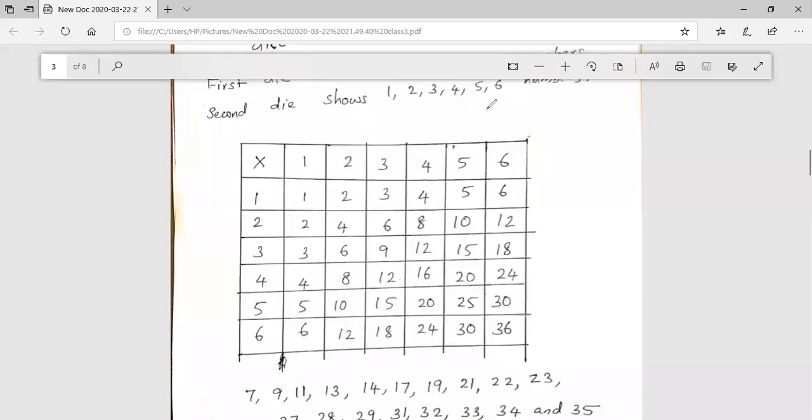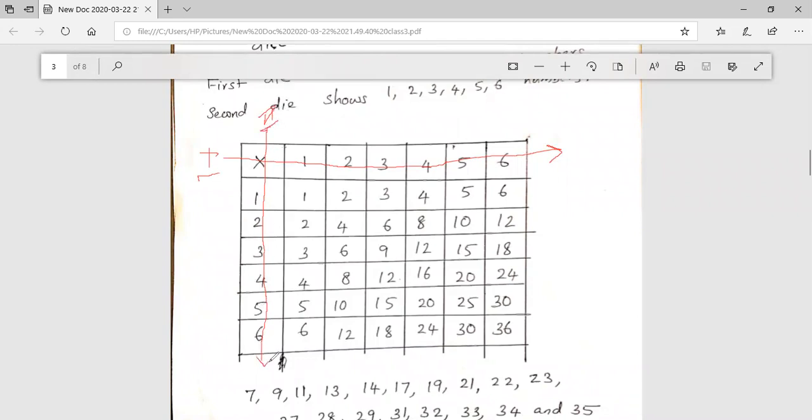Look at here, this is the first die. It shows 1, 2, 3, 4, 5, 6. This is the second die. We are listing the scores here. Row wise, we list the first die's scores, and column wise, the second die's scores are listed here.